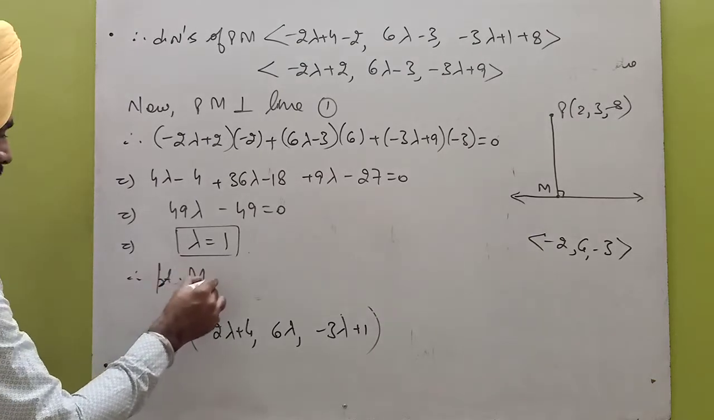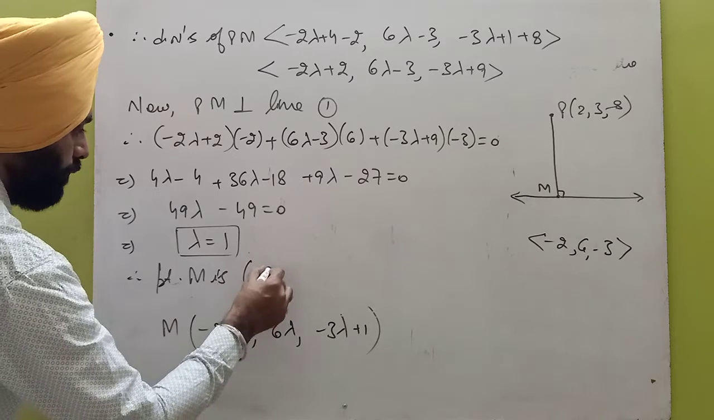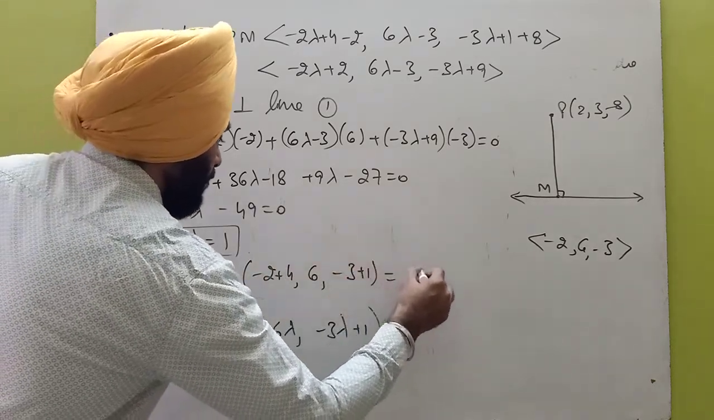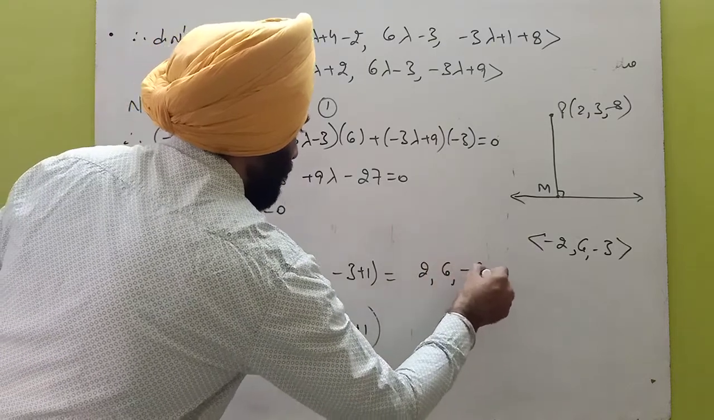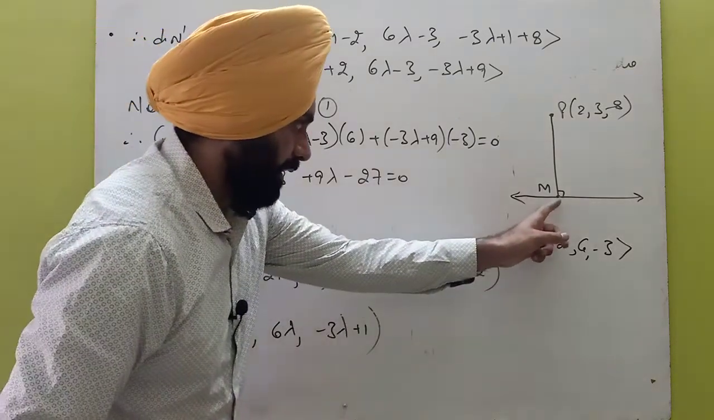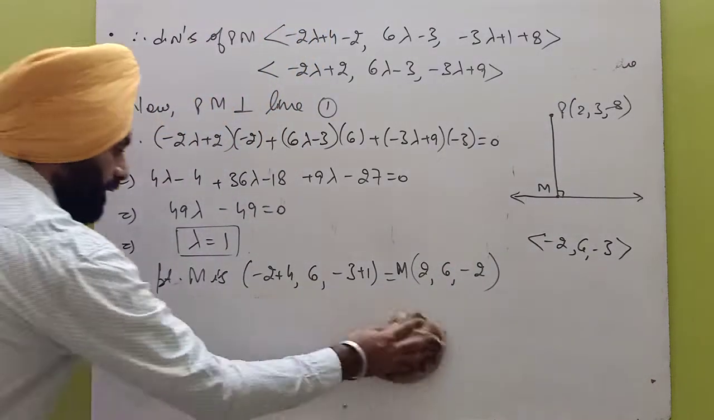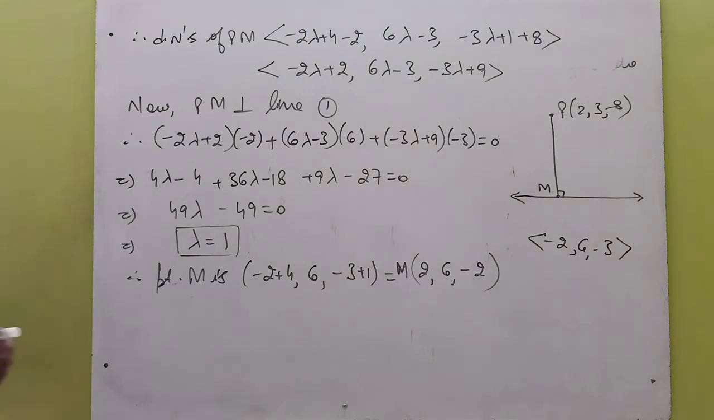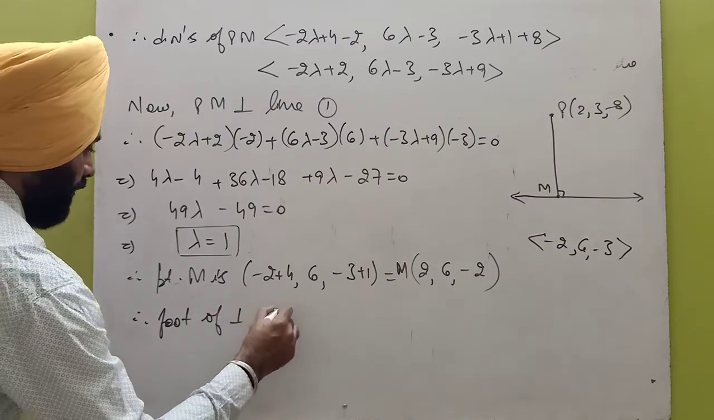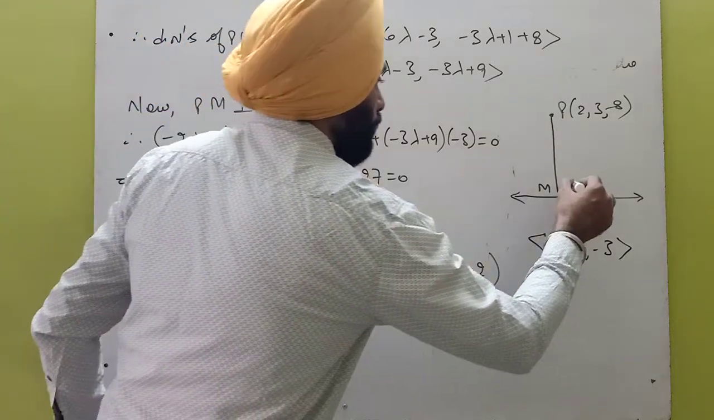Therefore, in point M put the value of lambda, which is 1. That is minus 2 plus 4, 6, and minus 3 plus 1, and that is equal to 2, 6, minus 2, which are the coordinates of point M. And this point M is the foot of the perpendicular. So in this way we can find the foot of the perpendicular. Therefore, foot of perpendicular is 2, 6, minus 2.